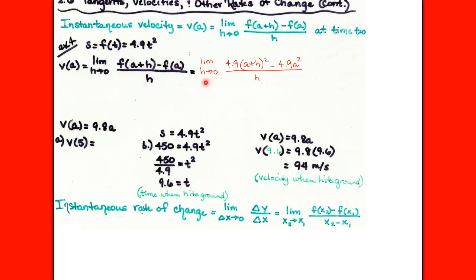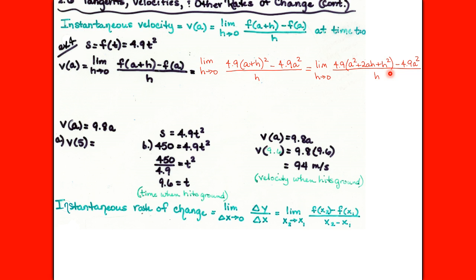Okay. So we're going to FOIL out A plus H and then distribute the 4.9. So just simplifying here. Let's start with FOILing the A plus H. So A plus H times A plus H is going to give us A squared plus 2AH plus H squared.